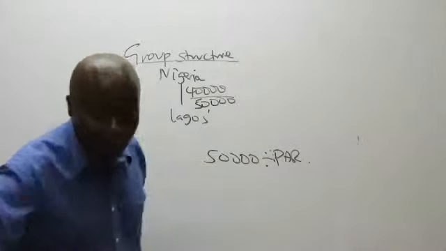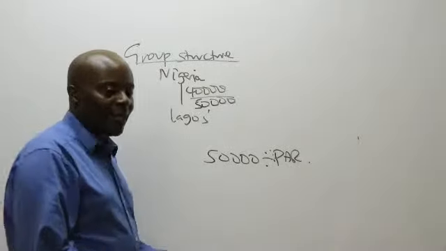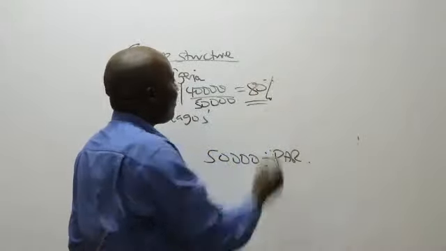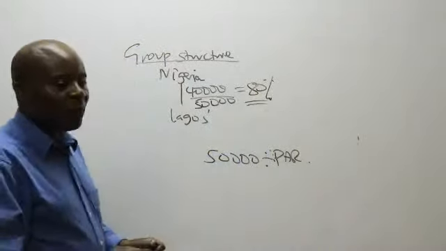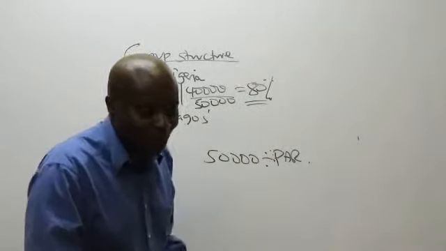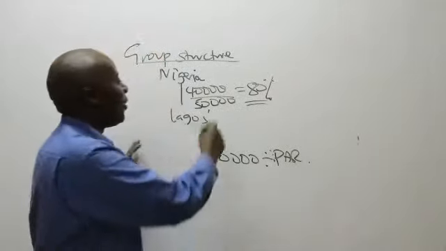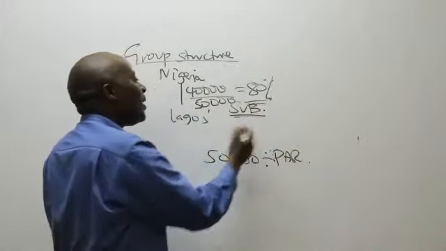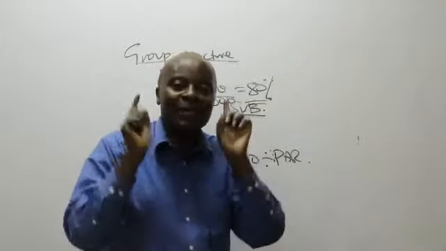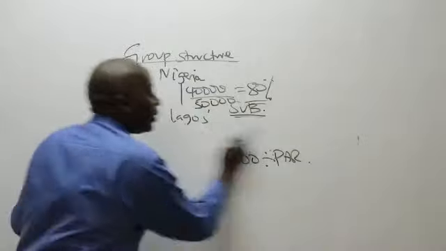So what is 40,000 divided by 50,000 times 100%? It comes to 80%. So with 80% shareholding, Lagos automatically becomes what to Nigeria? 80% is quite high. It becomes a subsidiary. And if it becomes a subsidiary, the first thing I will do is go to the balance sheet of the subsidiary. That is the next step.